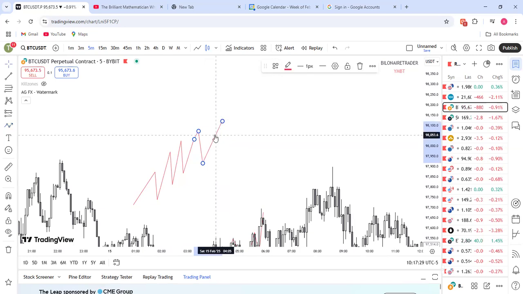Because liquidity moves the market. So once internal is taken, external must go next. Once external is taken, internal must be the next approach. It's just like that, right?